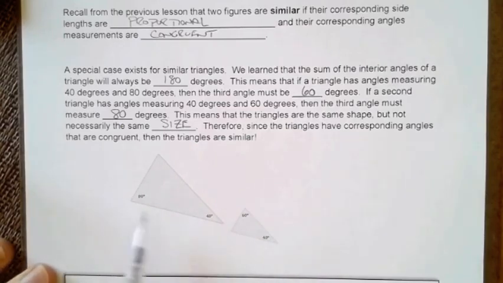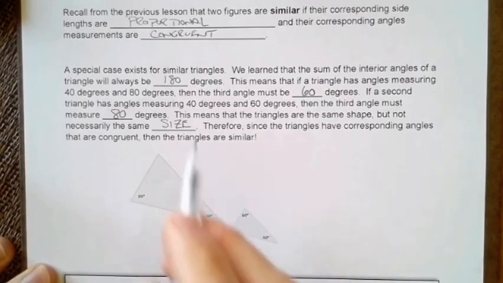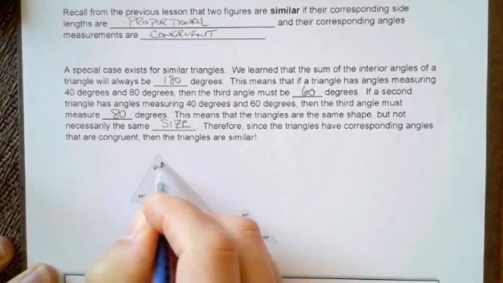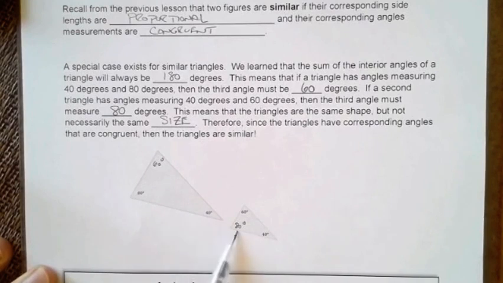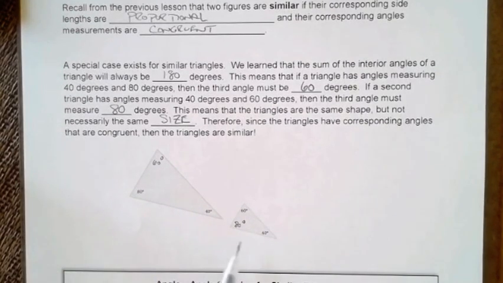Here's our first triangle with angles measuring 80 degrees and 40 degrees. This angle up here must be 60 degrees. And then this triangle has angles measuring 60 and 40 degrees, so this missing angle must be 80 degrees. Again, we can see that the corresponding angles of the two triangles are congruent to each other, but the side lengths are definitely not congruent, but they are similar. These are the same shape, but not necessarily the same size.